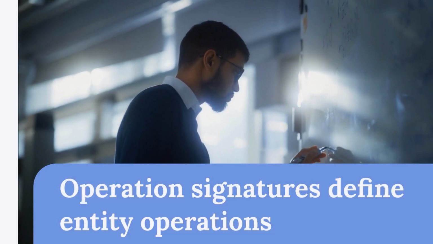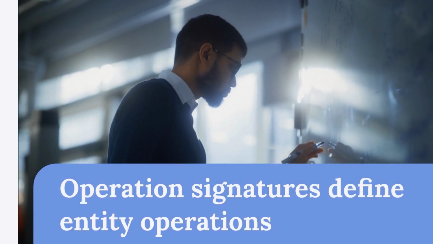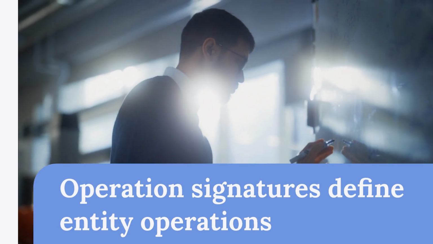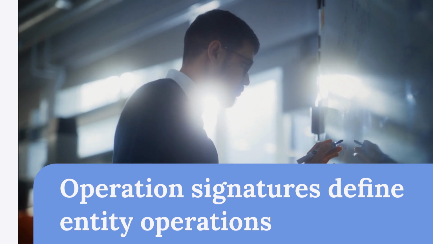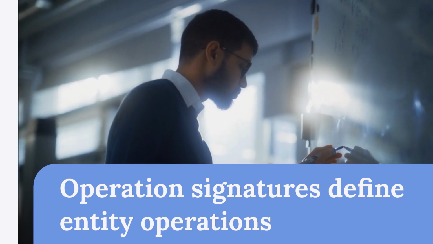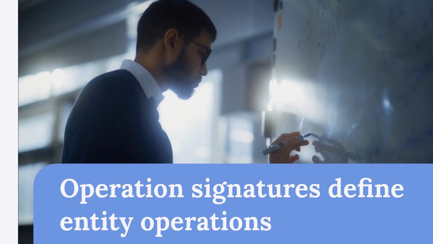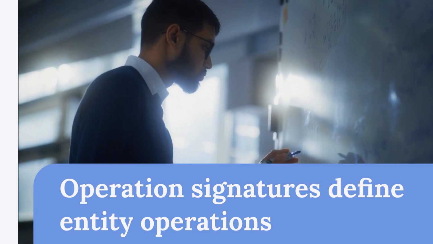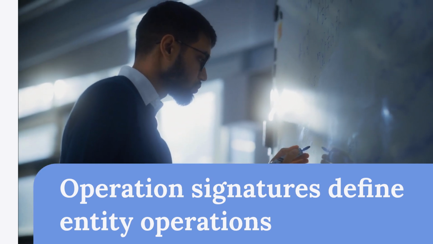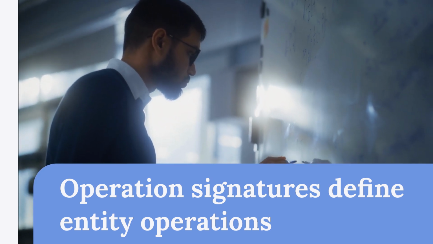Operation signatures define entity operations, including parameters and return types. For example, a student entity might have an enroll method. These signatures encapsulate entity behaviors. They are essential for understanding system functionalities. Designing effective signatures enhances system clarity.